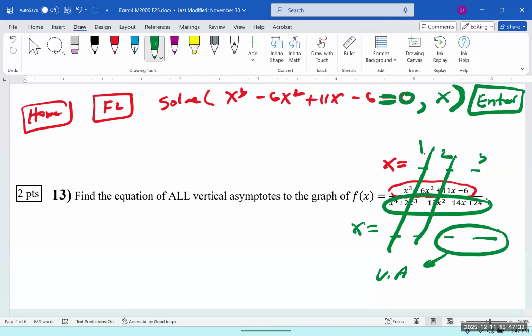Do the same thing for the denominator. Actually, no one told me this. I didn't give points to anyone, because I want you to learn from your mistake. Remember, only the simplified denominator gives the vertical asymptote.